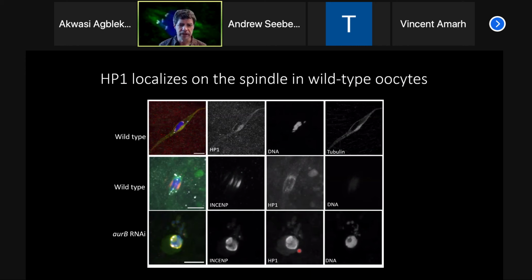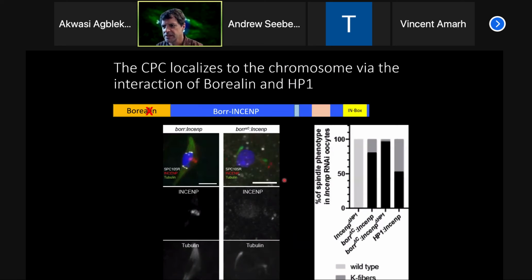So this led us to a model that what the kinase does is allow HP1, step one of spindle assembly was the chromosomes recruiting the chromosome passenger complex. And step two, go back a step. Not only the chromosomes recruiting the chromosome passenger complex, but HP1 recruiting the chromosome passenger complex to the chromosomes. And then the kinase would enable both of these, INCENP and HP1, to move on to the microtubules. So we tested that in a couple of different ways.